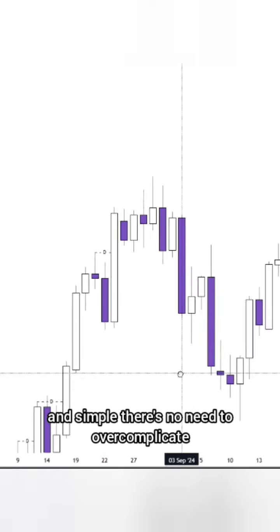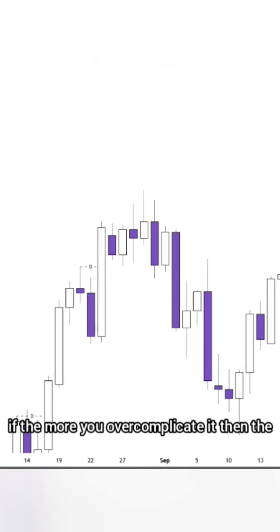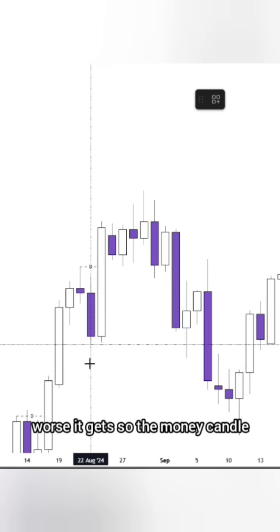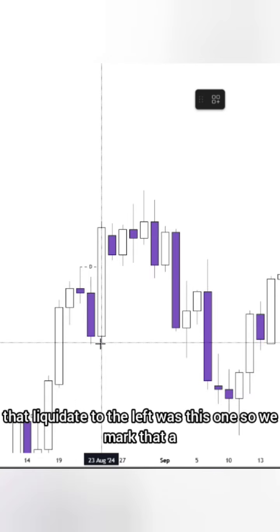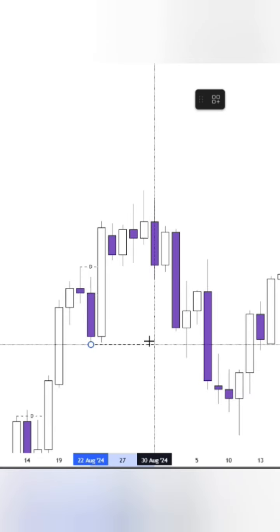There's no need to overcomplicate market structure. The more you overcomplicate it, the worse it gets. So the money candle that caused it, the candle that wicked to the left, that liquidated to the left, was this one. So we mark that across.